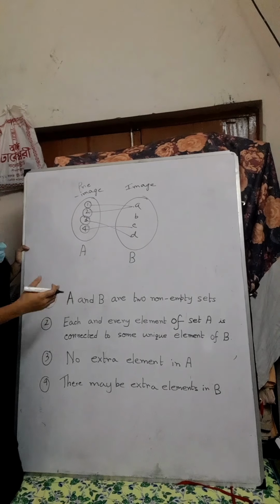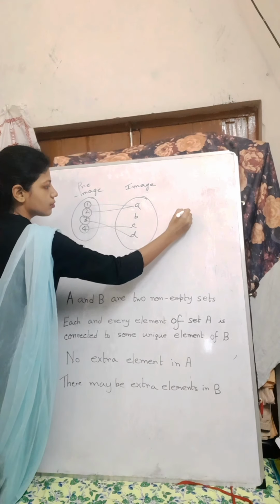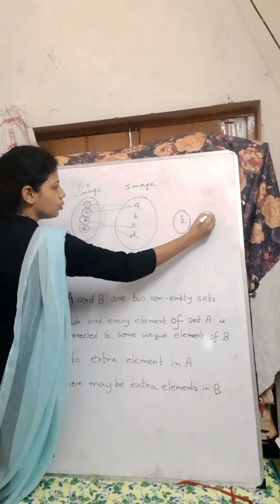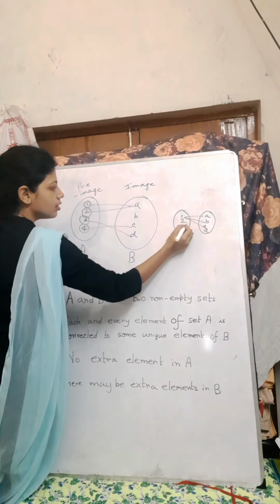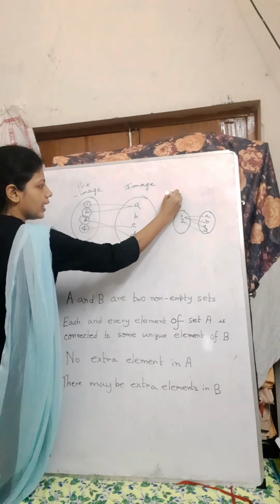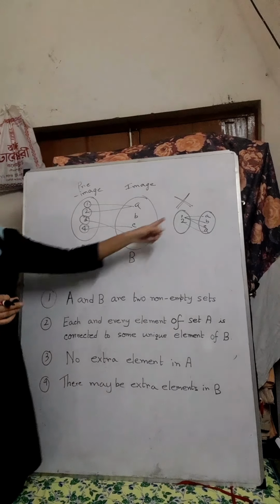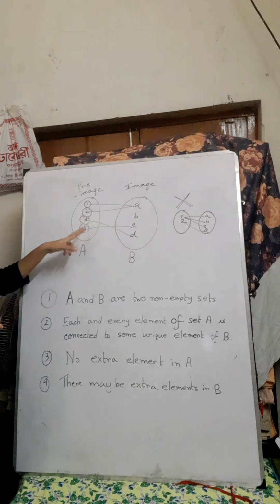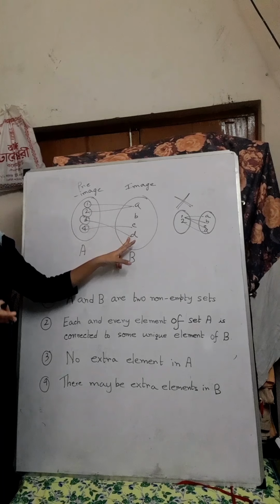But if I take some relation this way, suppose two sets I am taking here, and 1, 2 and here it is A, B, C, D. So this one, it is 1 to many. So 1 to many is not a function or mapping. When the relation is 1 to many, this one is not a function or mapping. But if the relation is like many to 1 or 1 to 1, this one is mapping or function.